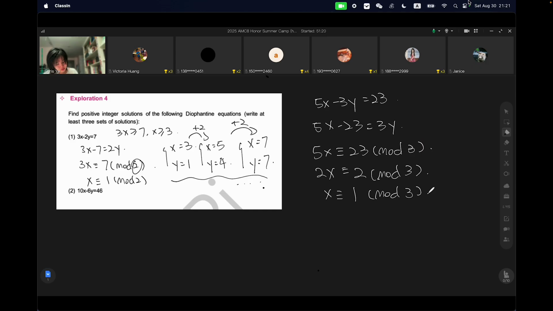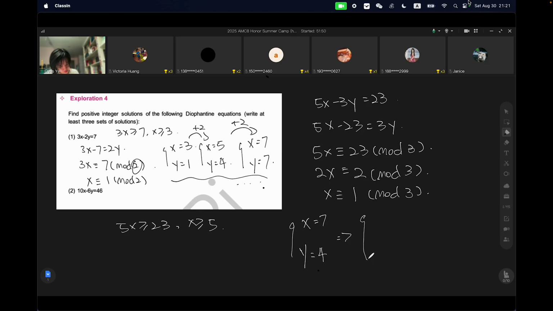And we also know that 5x is larger than or equal to 23 and x is larger than or equal to 5. So the first solution that we have that applies to x has a remainder of 1 when divided by 3 as x equals 7. So therefore y would be, I believe, 70 minus 6y equals 46. So 6y would be 24 and y would be 4.